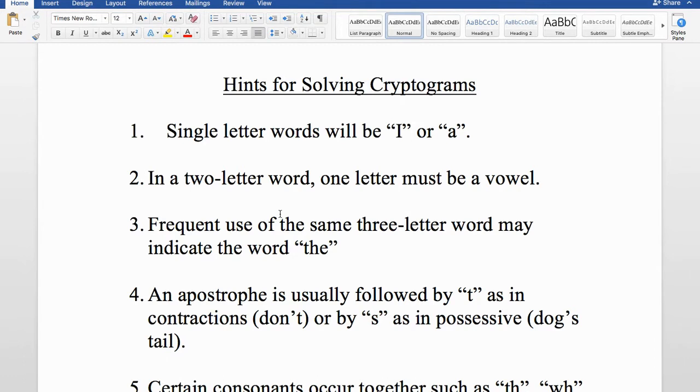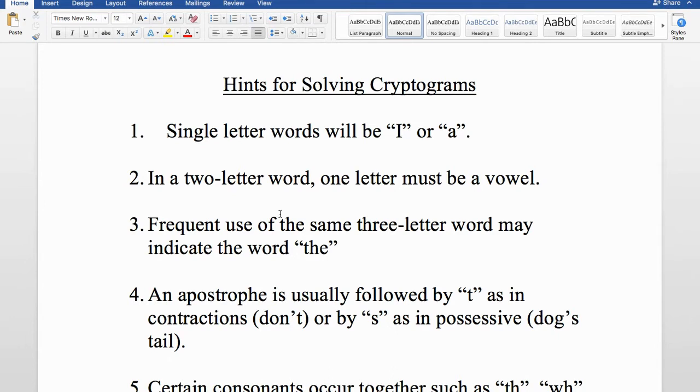And so you could put the A in there and give that a try. And if that works, leave it in. And if it doesn't, you can change it to the I, but it's going to be one of those 2 things. The second hint is, for any 2-letter word you have, one of those letters has to be a vowel, and the other one has to be a consonant.